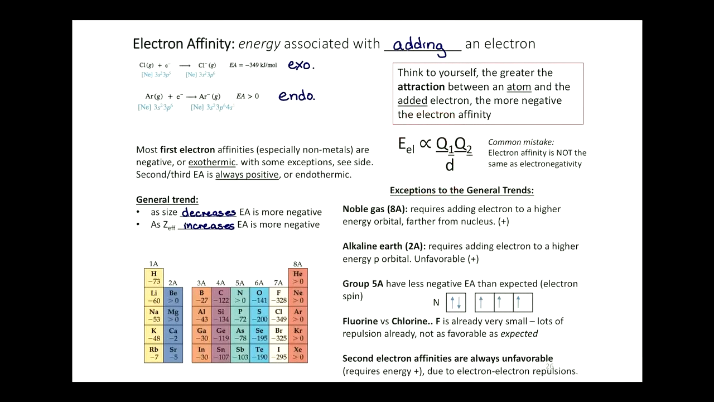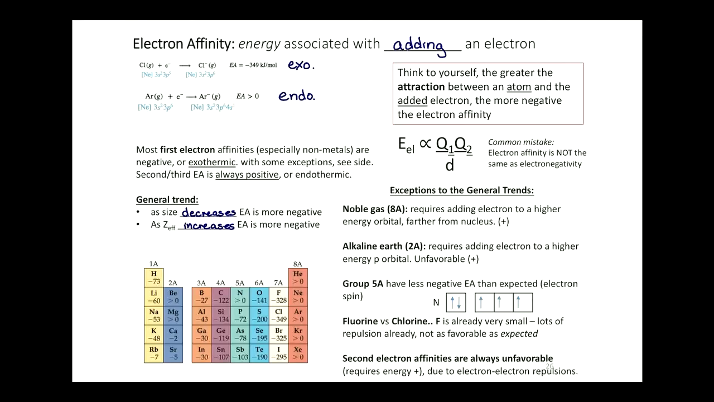We use the same equation. Think about how attracted that electron you're adding to the atom is. So look at the valence electrons that are currently on the atom, because we're thinking about putting an electron on that atom. How attracted is it going to be to the nucleus? The more attracted that added electron is to the nucleus, the more exothermic it will be. It's the more negative the electron affinity will be. Remember, negative in terms of energy is good here, that it's exothermic.